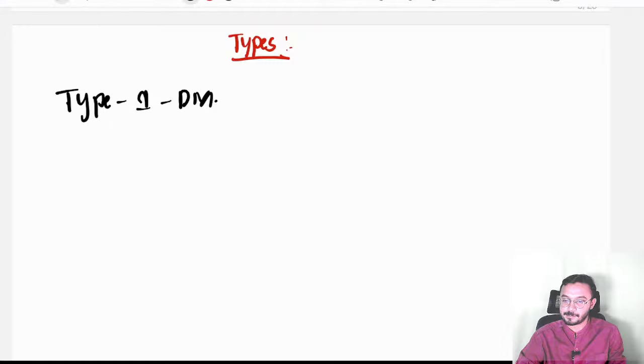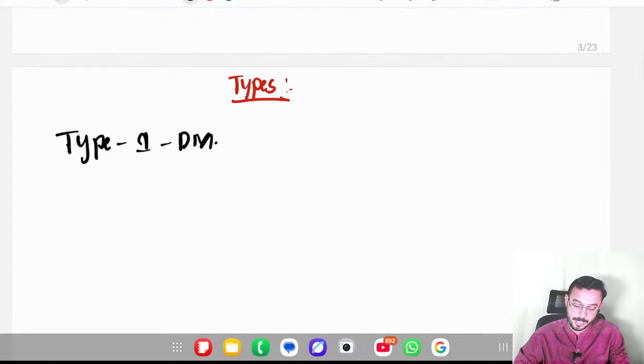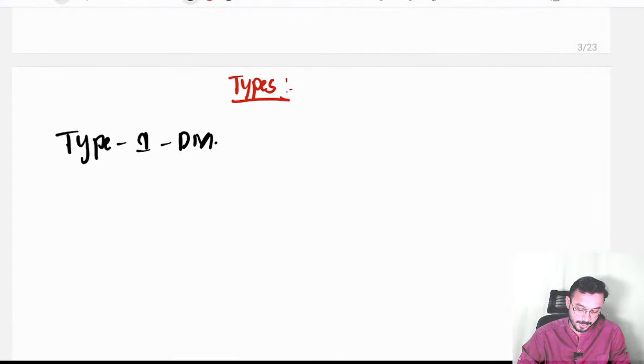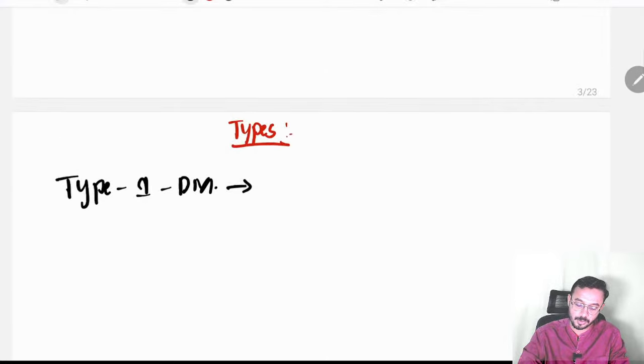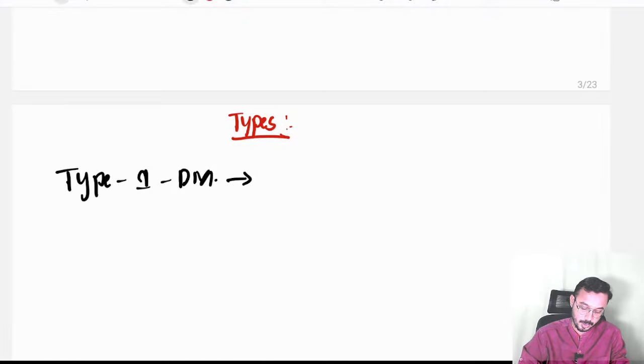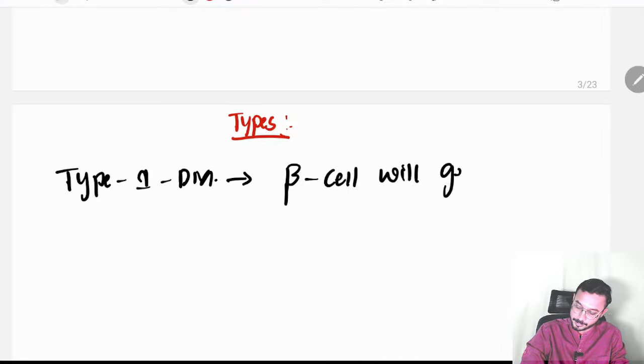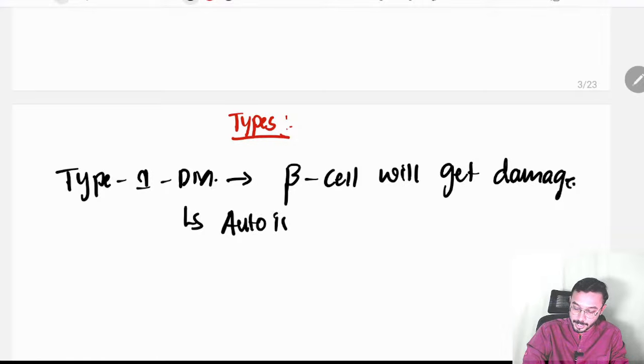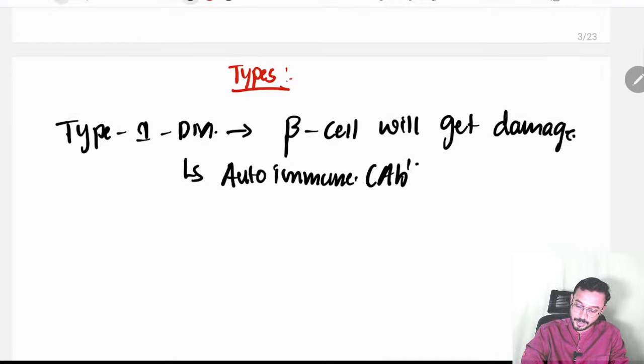Okay, let's start. In type 1 diabetes mellitus, the actual problem is that the body's own cells will destroy the beta cells. Here the beta cells will get damaged. This is an autoimmune condition where the body's own antibodies will destroy these beta cells.